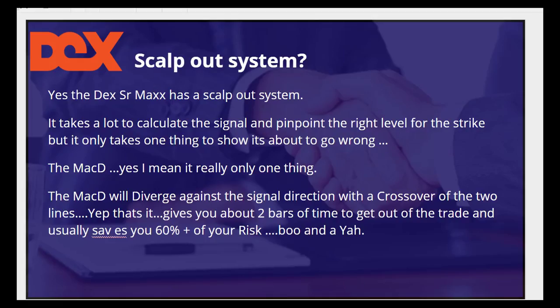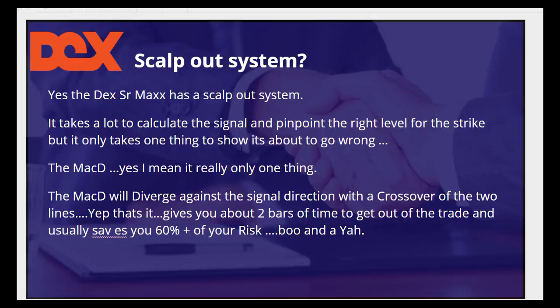A scalp out system? Yes, that's right. The DEX SR Max has a scalp out system. It takes a lot to calculate the signal and pinpoint the right level for the strike, but it only takes one thing to show that it's about to go wrong. This is one thing that we began to learn very quickly: we wanted to be able to do very highly profitable trades, but we also wanted to give you an opportunity to see when that trade's about to go wrong so you can lower your risk.